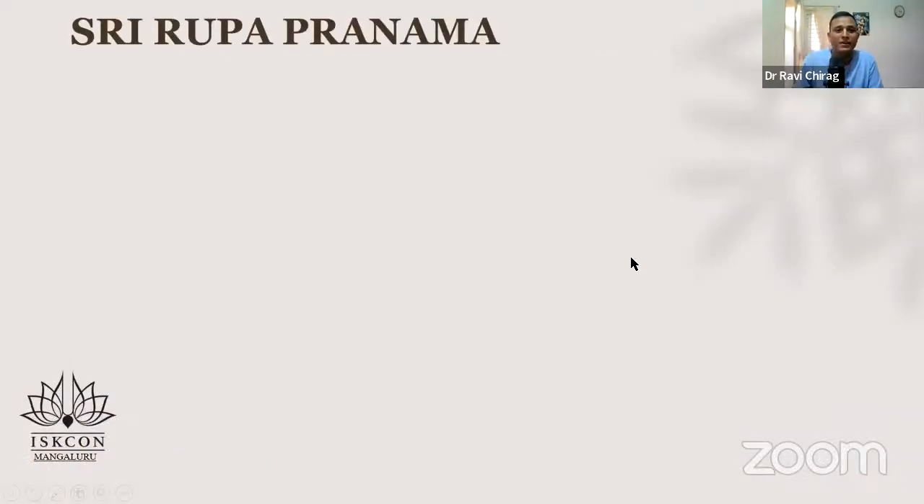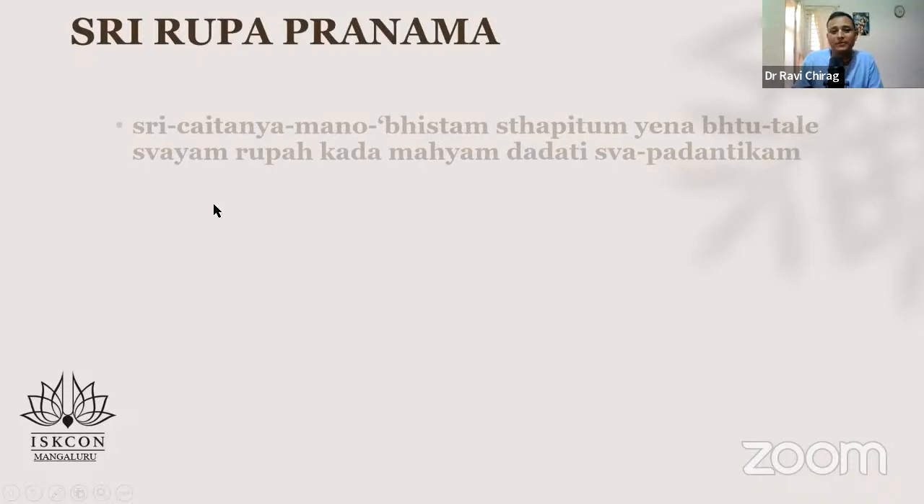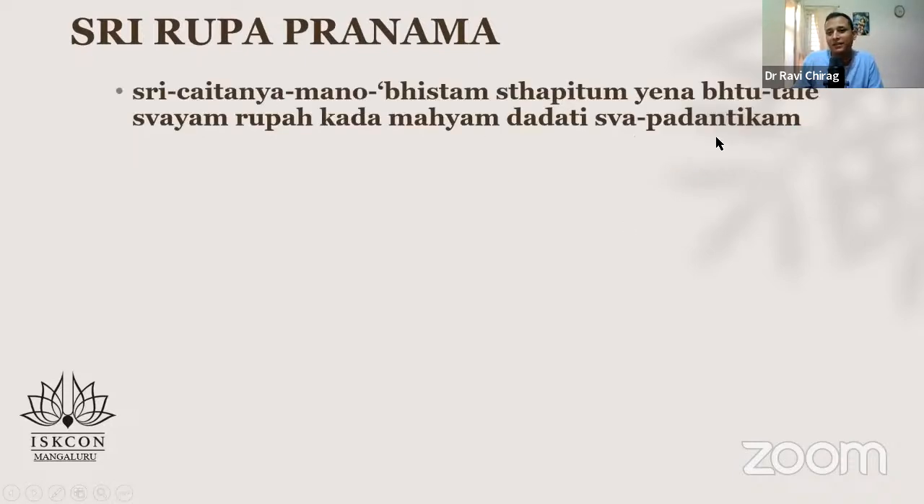This pranam mantra you have just heard is called Shri Rupa Pranam Mantra. You have seen when I was reciting the Mangalacharan, out of that one was this: Shri Chaitanya Manoabhishtam Sthapitam Yena Bhutale Swayam Rupa Kadamahyam Dadati Swapadantikam. Nectar of Devotion and Nectar of Instruction are written by Shri Rupa Goswami. Who was Rupa Goswami we'll see, but this is the Pranam Mantra of Rupa Goswami.